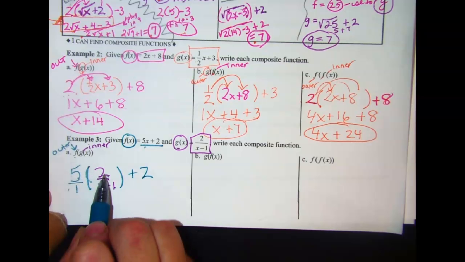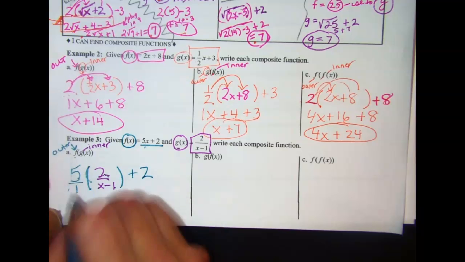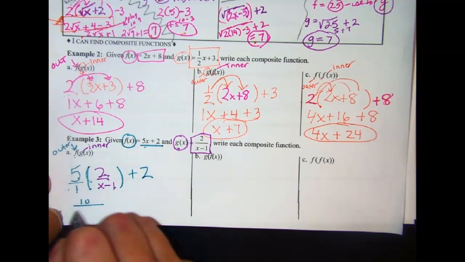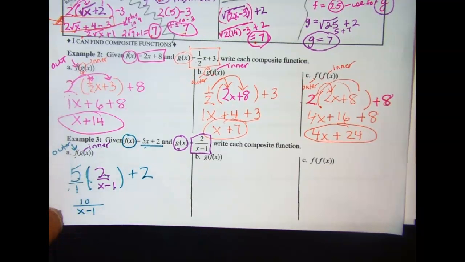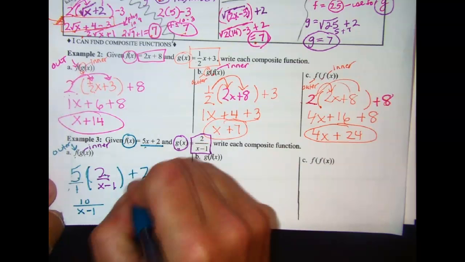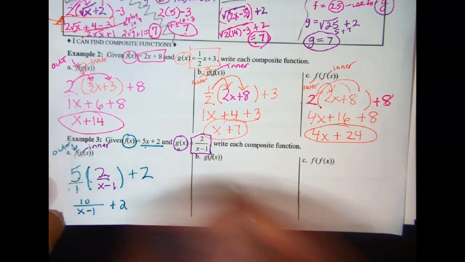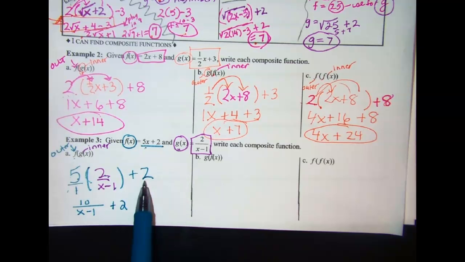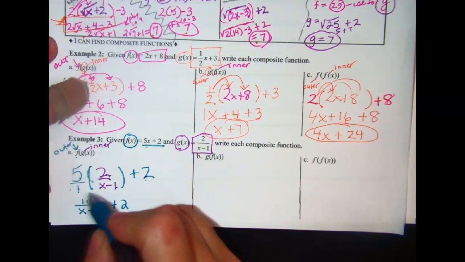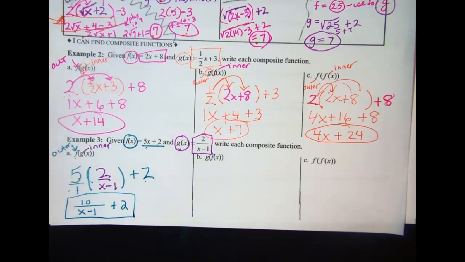So 5 times 2 would get me 10, and then 1 times 1, that's the same thing on the bottom. And then this plus 2 is just over here. We can't put anything else together. This isn't in the parentheses, so this is actually as simplified as it gets.